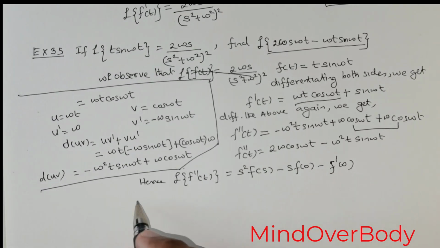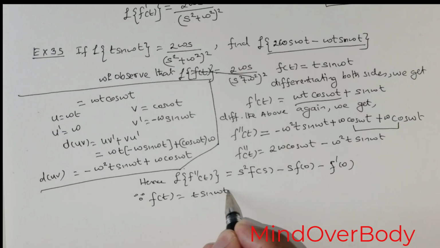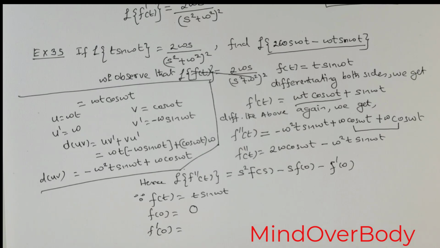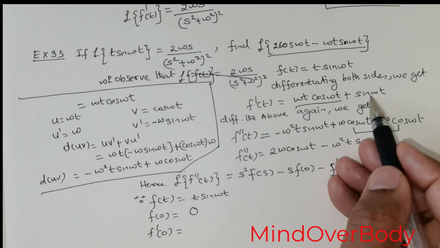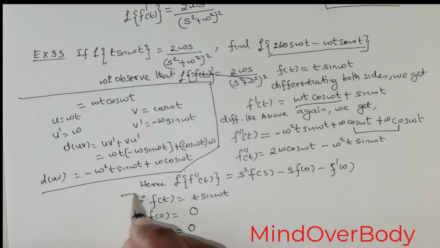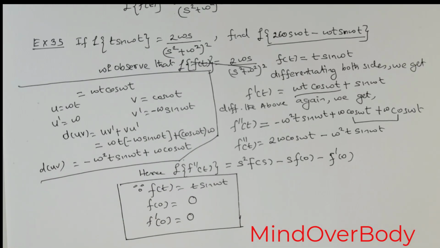Now my f of t, since f of t is t times sine omega t, my f of 0 is going to be 0, and my f dash of 0, what is it? I need to substitute 0. This is going to be 0, this is going to be 0, so this is going to be 0. This is to show why I'm getting f of 0 is 0 and f dash of 0 is 0.